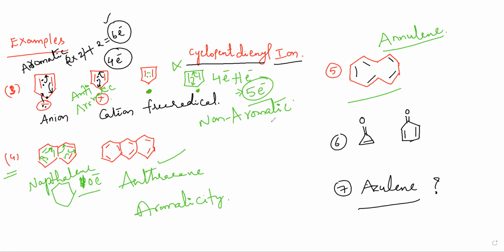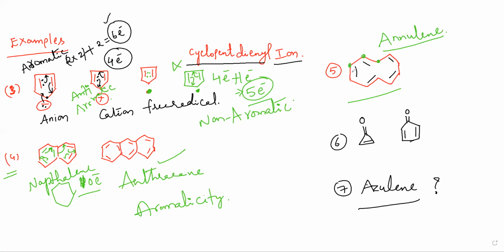Annulenes are nothing but hydrocarbons having alternate double bonds. Those compounds can be called annulenes, and they are also present in ring form. And here, how to give the IUPAC name for annulenes? Just you will see that. Very simple.